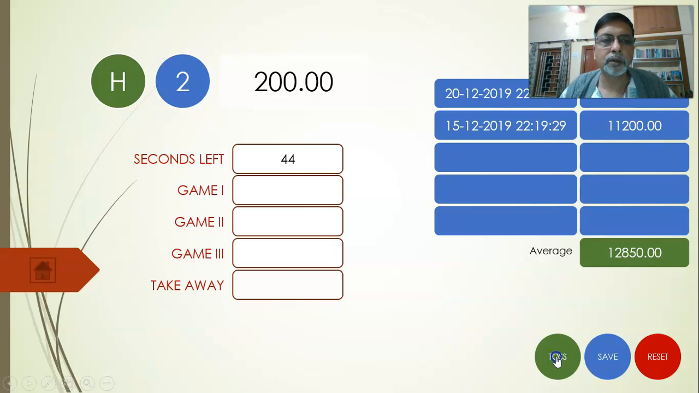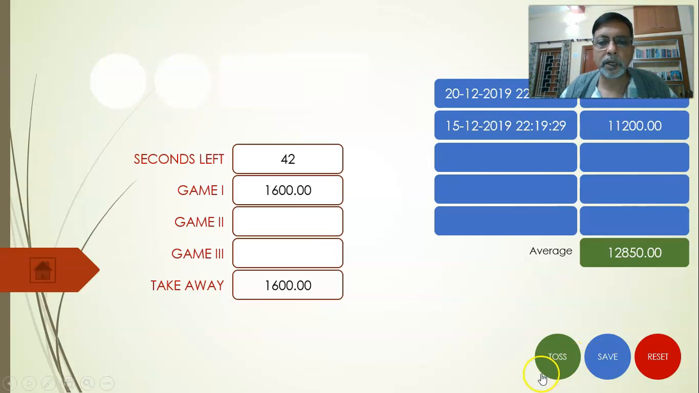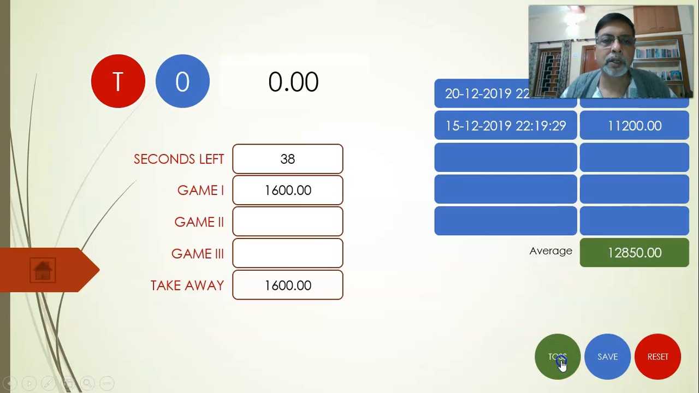If it is tail, it is zero. Otherwise, it gets doubled. So let me put 1600 as the game one. I have to finish 3 games within 30 seconds. Let me see how much I can score in the last 24 seconds.